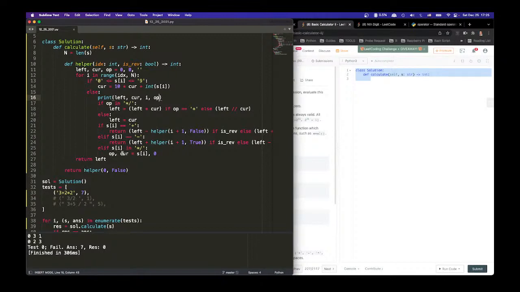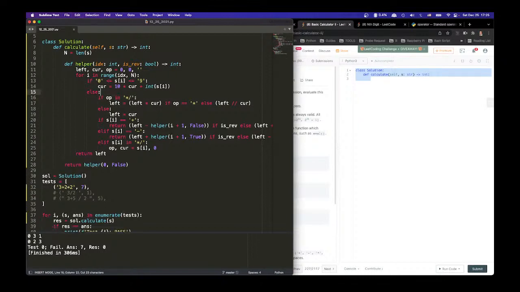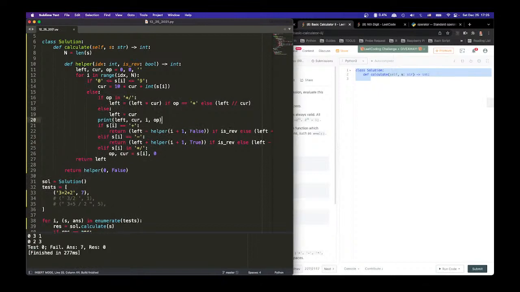OP, this equals this. Okay, so currently SI is this, right? This is SI. And I say operator turns into this. And the current is 0, right? Current is 0. But when I say current is 0, okay, let's do this. Probably easier to see.